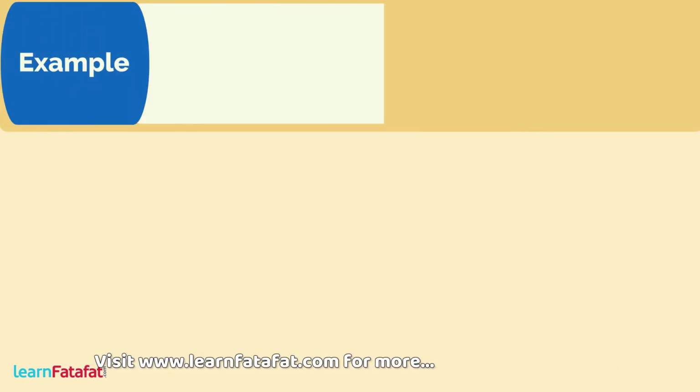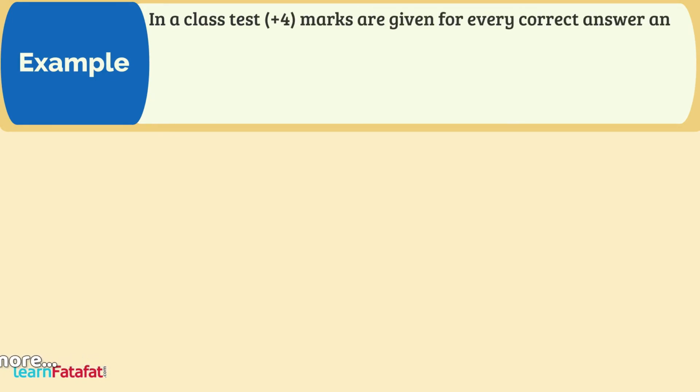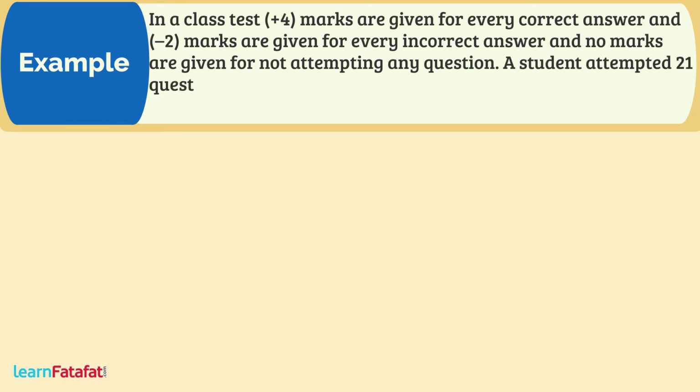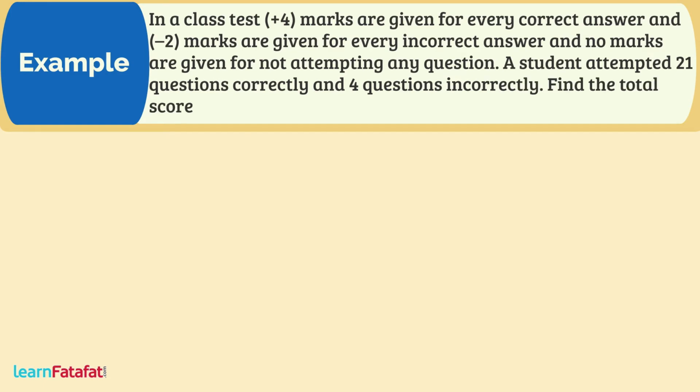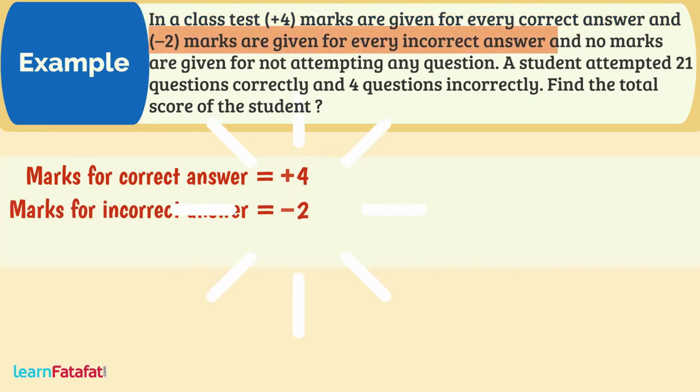Next example. In a class test, +4 marks are given for every correct answer and -2 marks are given for every incorrect answer, and no marks are given for not attempting any question. A student attempted 21 questions correctly and 4 questions incorrectly. Find the total score of the student. Let's first understand the question. In the class test, student will get +4 marks if the answer is correct and -2 marks if the answer is incorrect.